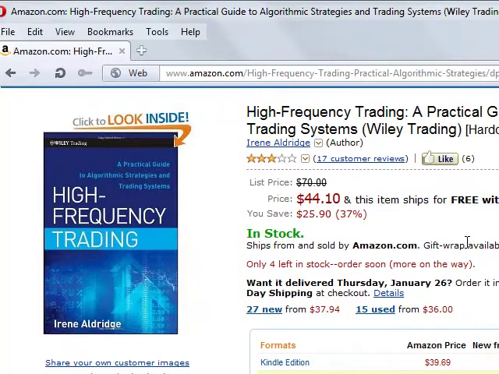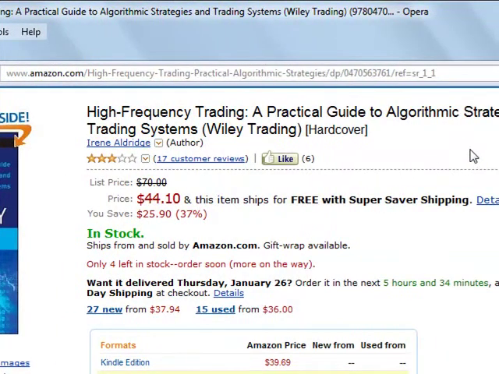Today I wanted to do a quick overview of this book that you can find on Amazon, High Frequency Trading, Practical Guide to Algorithmic Strategies and Trading Systems, from Irene Aldridge. One of the things this book talks about is obviously algorithmic strategies and the trading systems. As for myself, coming into strategy development, this was a really decent book to get into.